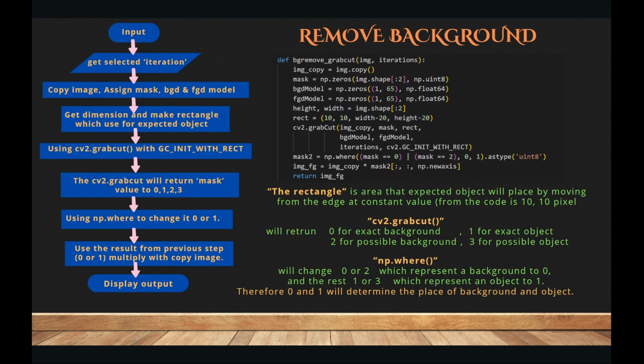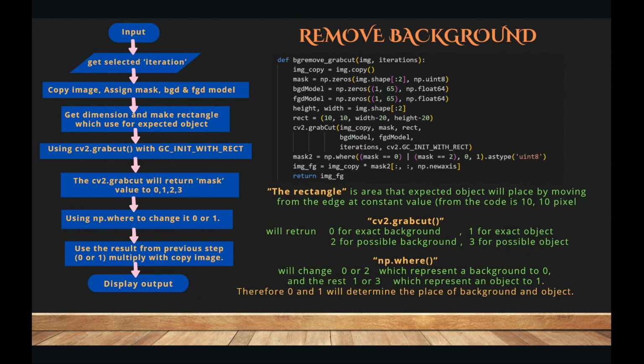Now let's move to the next feature, remove background. First, we make a copy of the image and create a mask to separate the foreground from the background. Then we initialize the GrabCut algorithm, which helps to segment the image. This algorithm uses a selected rectangle to define the area of interest and runs a few iterations to refine the mask. So as you can see from the GrabCut here, it will return 0 for the exact background, 1 for the exact object, 2 for the possible background, and 3 for the possible object.